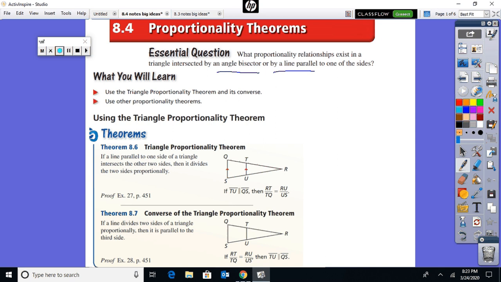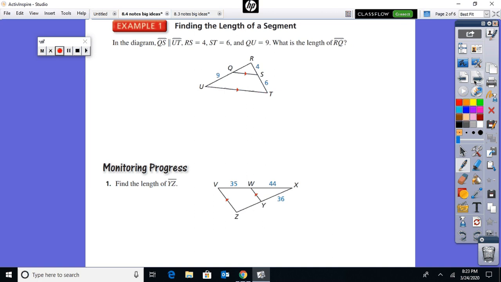And the first one deals with the parallel concept. So T does not have to be the midpoint of QR, nor does U have to be the midpoint of SR. Anytime you divide a triangle with a segment inside and stay parallel, then you have a proportion that results from that. And the converse is also true. If you know that the segments are proportional, these two and these two, then you can conclude that the lines are parallel. So let's take a look at a couple examples that illustrate each of those theorems.